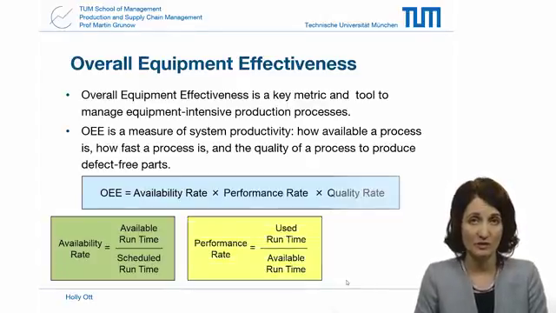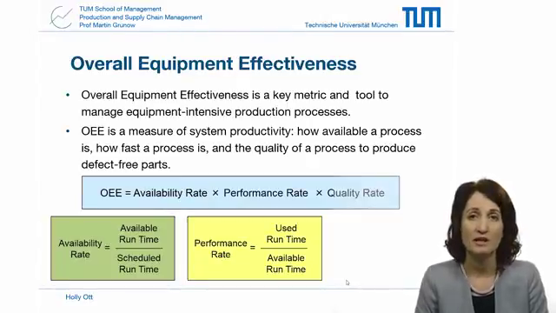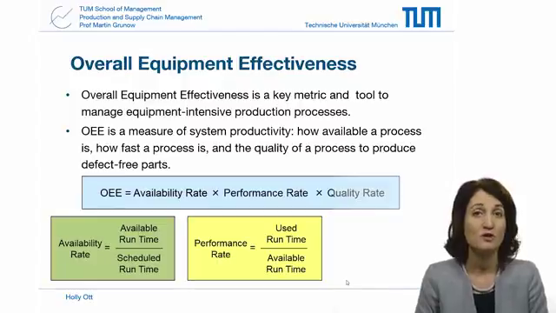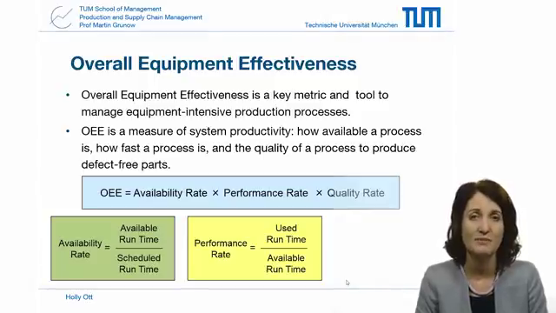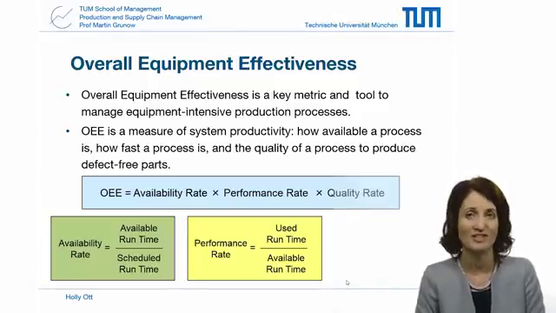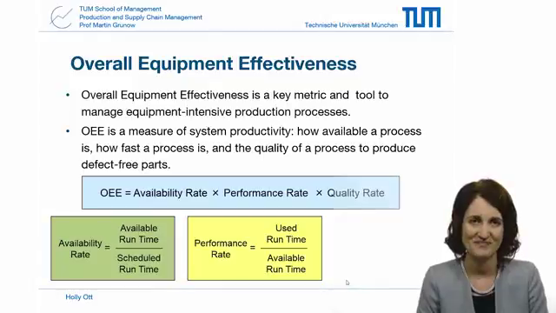The performance rate measures the speed of the process. And this is calculated by taking the production time that is actually used for producing parts and dividing by the available production time. So a performance rate of 100% means that our process is producing parts as fast as possible in the time that is available without any stoppages for production.